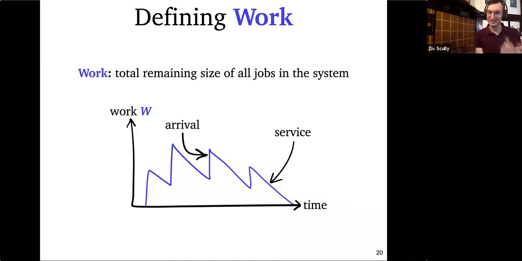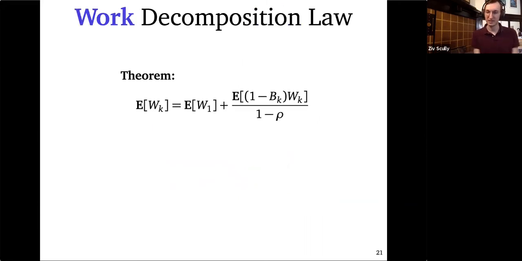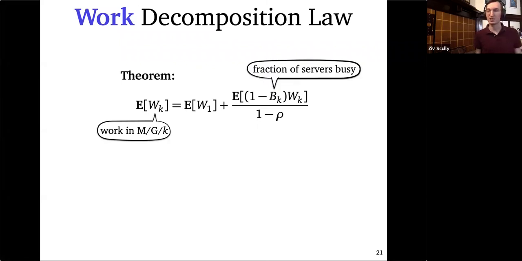All right, so basically the main thing I want you to take away from this slide is that work is the total remaining size of all the jobs in the system. And what we're going to do is relate K server work with single server work through what's called a work decomposition law. And so this is our theorem. It says the mean amount of work in an MGK is the mean amount of work in an MG1 plus an extra term. Now this extra term has a quantity called BK, which is the fraction of servers busy in an MGK system.